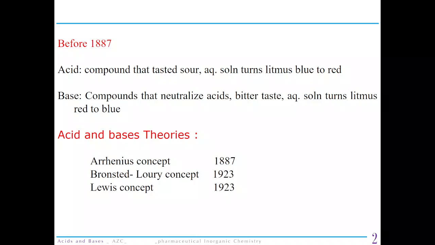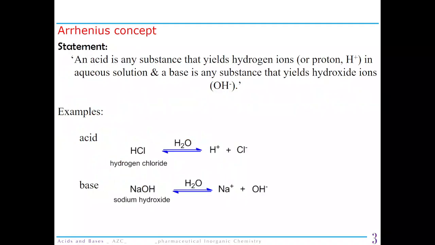Now we have three concepts to define acids and bases: Arrhenius concept, Bronsted-Lowry concept, and Lewis concept. First concept is Arrhenius concept. The statement of Arrhenius concept is, an acid is any substance that yields hydrogen ions, or protons, in aqueous solution, and a base is any substance that yields hydroxide ions.